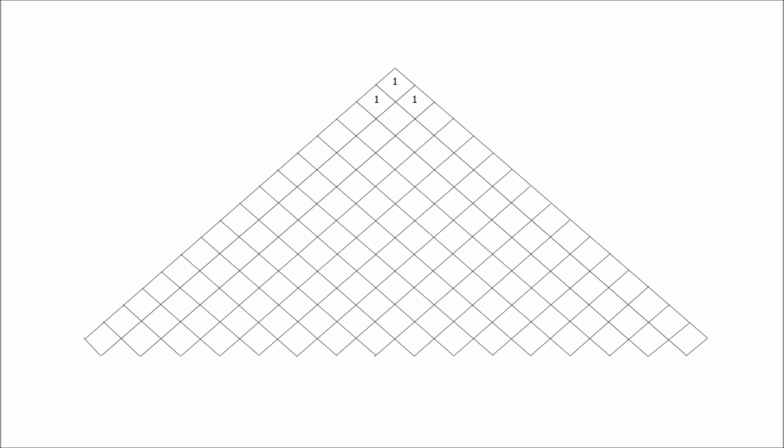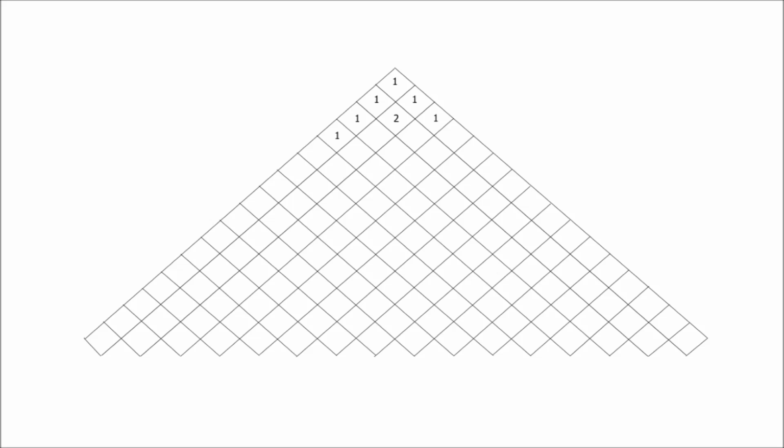And then, when we go onto the third row, we'll be adding 1 to nothing to get 1. And then, when we get to the second element of this row, we're adding 1 and 1 from the row above to get 2. And then the last element in this row will be adding 1 and nothing to get 1.